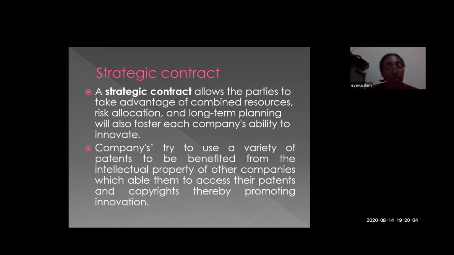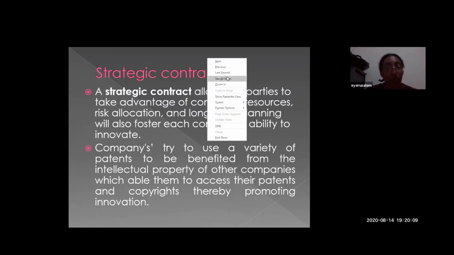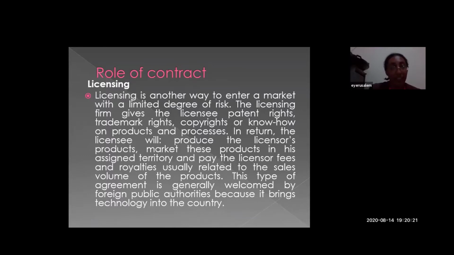Companies try to use a variety of patents to benefit from the intellectual property of other companies, which enables them to access their patents and copyrights, thereby promoting innovation. Next slide. So when we see under the role of contracts, we see licensing and franchising. These are part of strategic contracts.